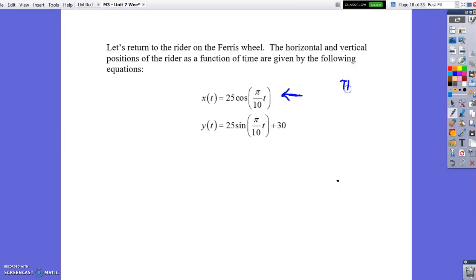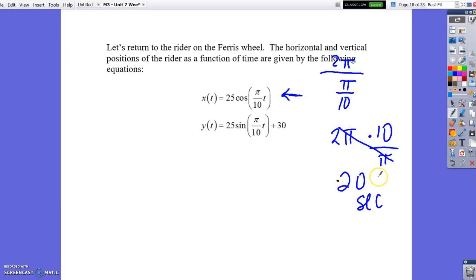And if you recall, it's not the exact period, but pi over 10 divided into 2 pi gives me 2 pi times 10 over pi, which is 20, because it took 20 seconds for the Ferris wheel to make one complete rotation. So 20 seconds for its completed rotation. And so that's where 10 pi came from.